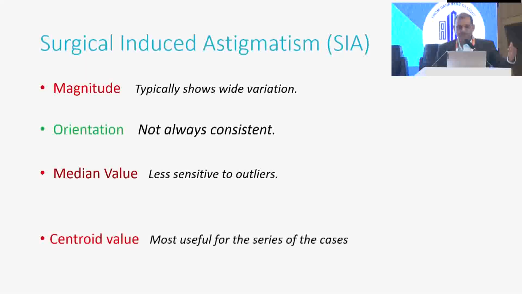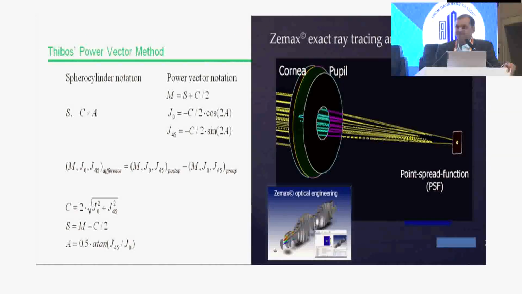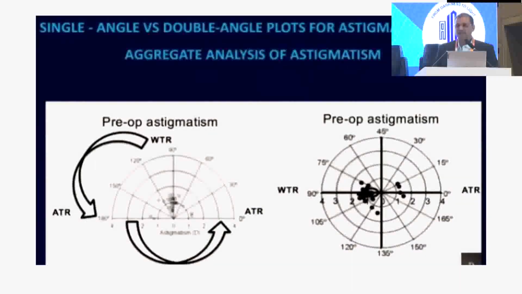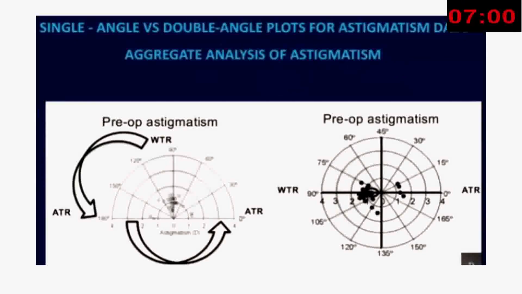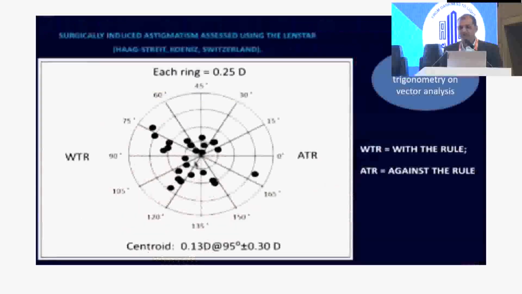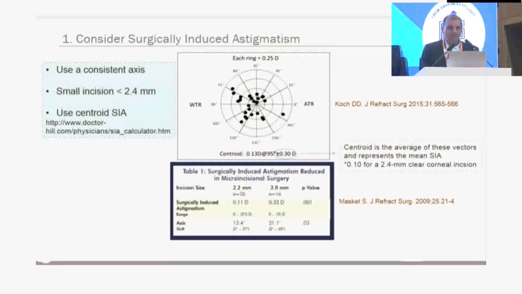So the thing that has to come up is the centered value. This is most useful for a series of cases. And why has the centered value come up? Because now we have more advanced optical and engineering systems, and very advanced supercomputers where we can do all the theoretical trigonometric calculations. This advancement gives us an idea: rather than a single angle plot of your results, put in a double angle plot and apply trigonometry to this vector analysis. And this vector analysis gives you the centered value.